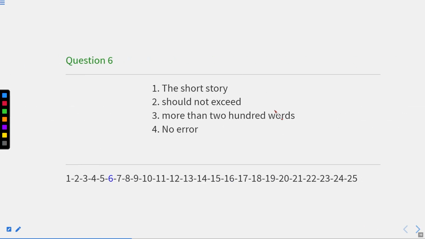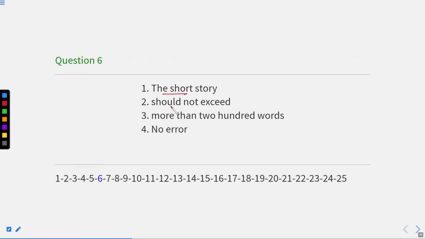Now let us move to question number 6. The short story should not exceed more than 200 words. Now what is the meaning of exceed? Exceed means that it should not cross the limit. Okay, exceed means it should not cross the limit.